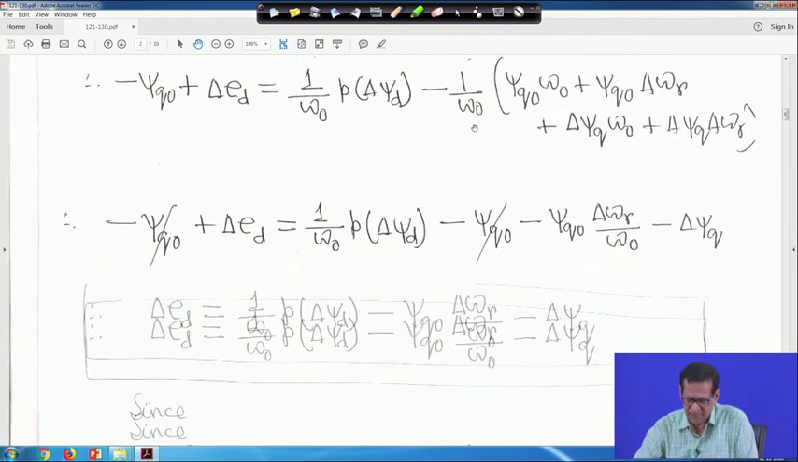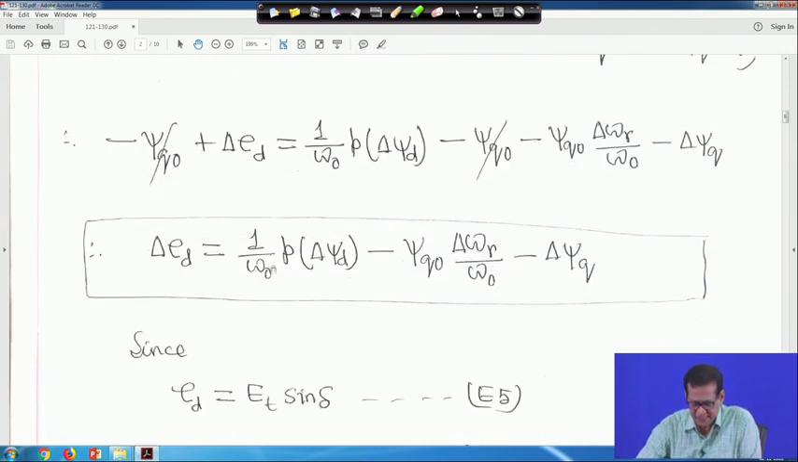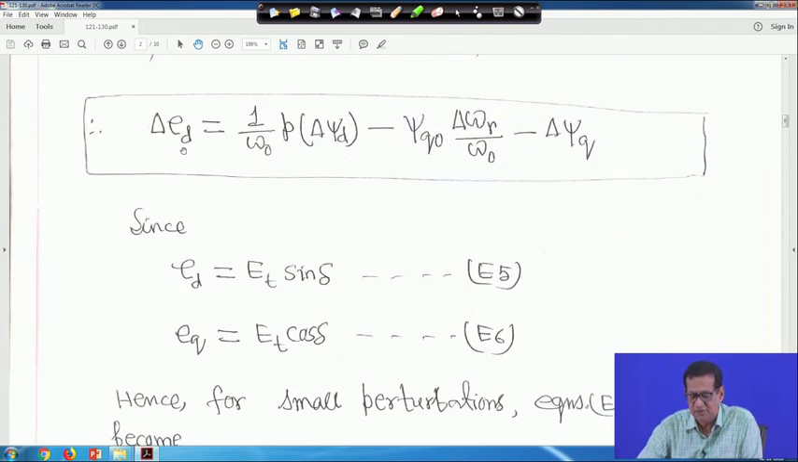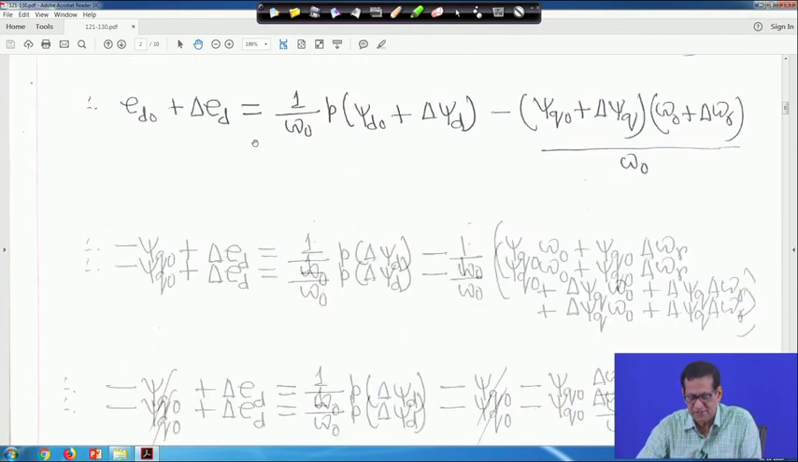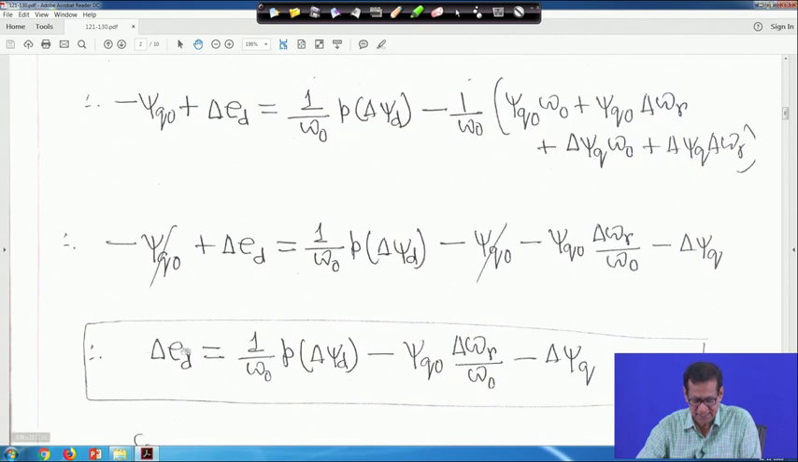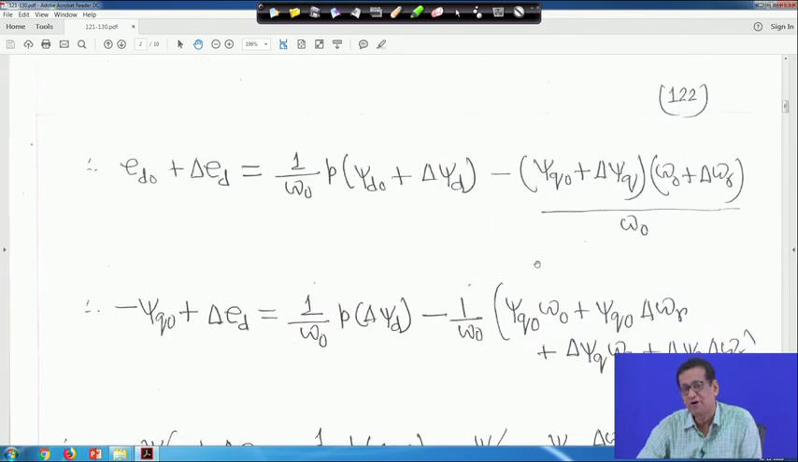So, therefore, we can write delta E d is equal to 1 upon omega 0 p delta psi d minus psi q 0 delta omega r upon omega 0 minus delta psi q. No equation number is given here, right. Now, since E d is equal to E t sin delta, in a similar way you can obtain delta E q also. In the same way you will substitute in equation E 2, that is your E q 0 plus delta E q, and you can get the expression of your delta E q, that will come later. I have not derived that directly, because I have shown you the complete derivation, right.